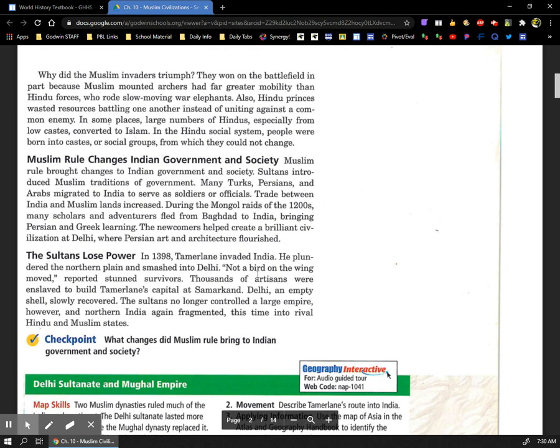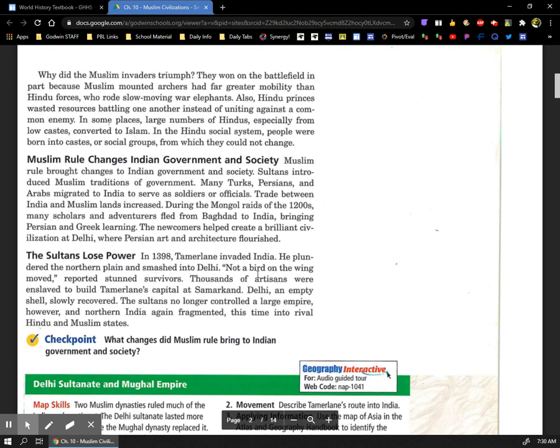During the Mongol raids of the 1200s, many scholars and adventurers fled from Baghdad to India, bringing Persian and Greek learning. The newcomers helped create a brilliant civilization at Delhi, where Persian art and architecture flourished.